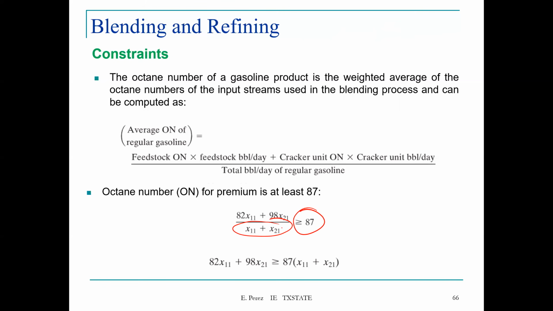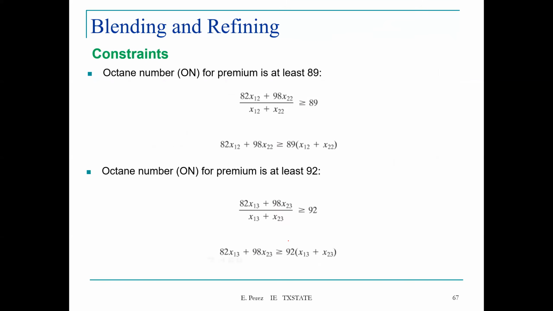If we want to make this a linear equation, then we can move this to this side, and then we have this linear equation. And same thing, we do the weighted average for ON equals 89 and the ON equals 92.